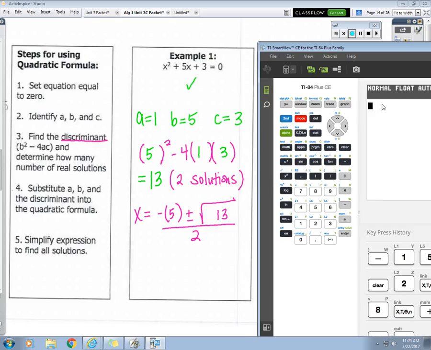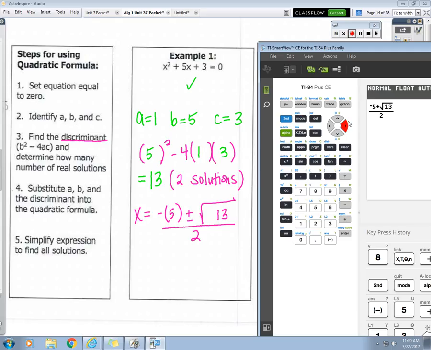So look, we're ready to type in a fraction. How do I set up a fraction? Alpha y equals and then n over d, numerator over denominator. In the numerator, I'm going to be typing in the -5 plus the square root of 13. With that, it doesn't matter, but if it makes you feel better, you can. And then all over 2.